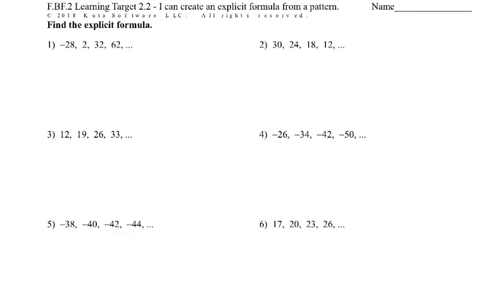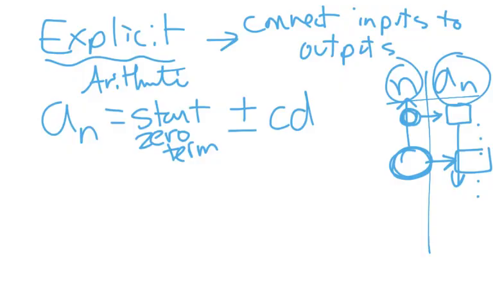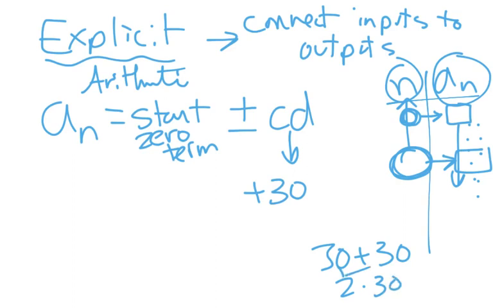For example, if we look at number 1, negative 28 to positive 2 to positive 32 to positive 62, our growth is definitely adding 30 here, so it's arithmetic. Okay, so that common difference would be plus 30. Now we're repeatedly adding that 30 right down here. The way we talk about repeated addition is through multiplication. 30 plus 30 is the same as 2 times 30, because there's 2 of them.